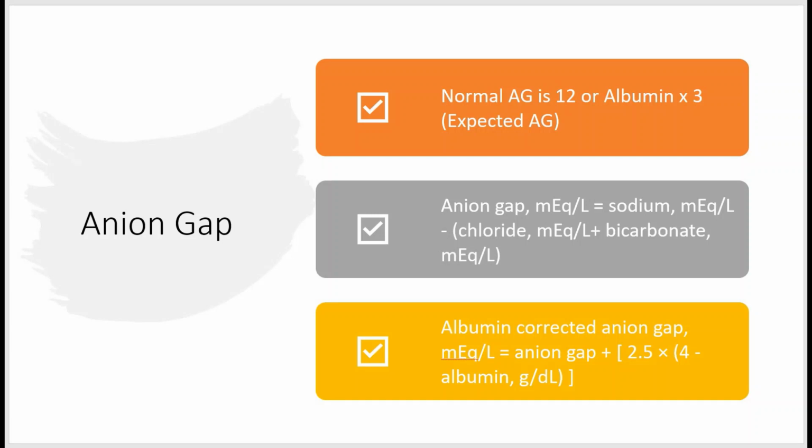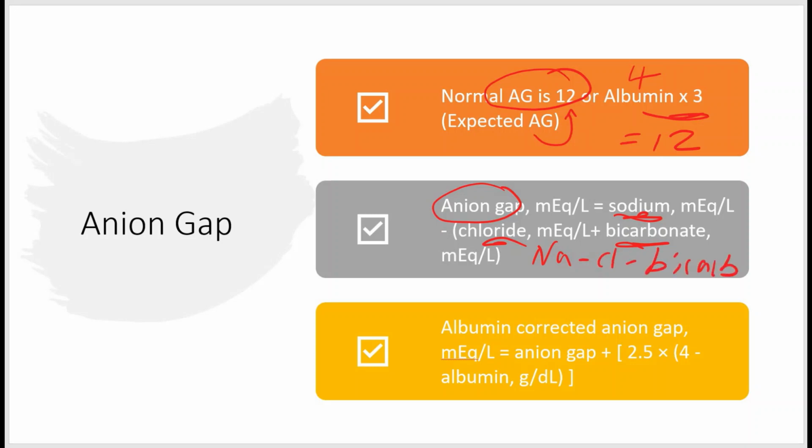Next, we'll talk about anion gap. Normally the expected anion gap is usually 12. In a normal person, the albumin is about 4, so 4 times 3 gives you 12, and that's a shortcut. The calculation for anion gap is sodium minus the sum of the chloride and the bicarb, or you could just subtract sodium minus chloride minus bicarb. That should give you the anion gap.